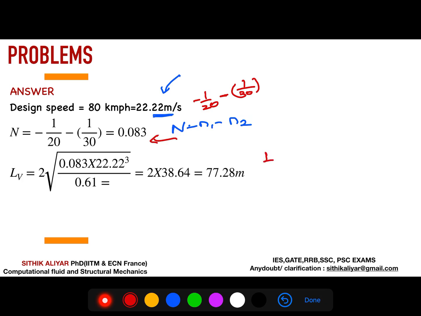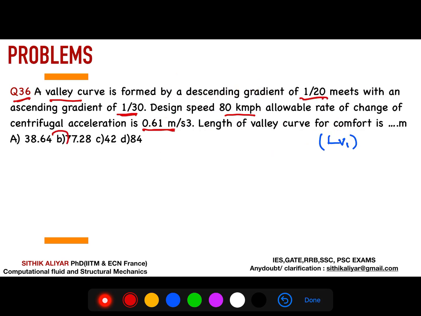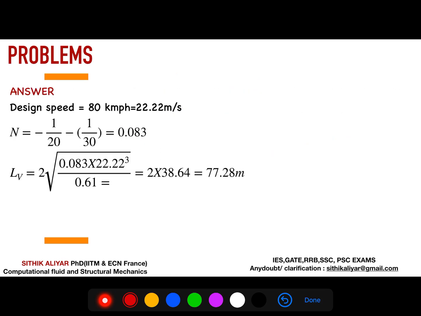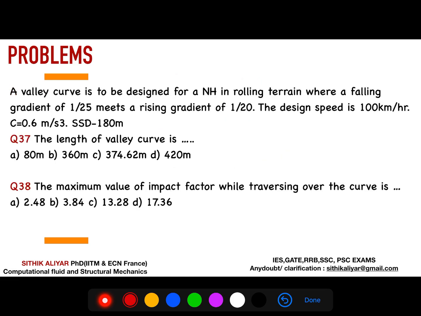Okay, so if you know the formula, the length of the valley curve is twice the length of the transition curve, which is nothing but NV cube by C. You just substitute everything here and you will get 77 meter, which is nothing but option B. Quite simple, direct formula substitution.